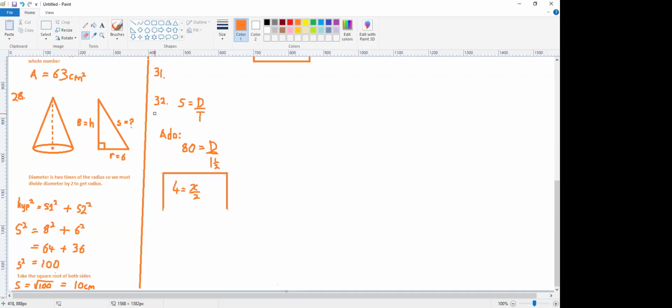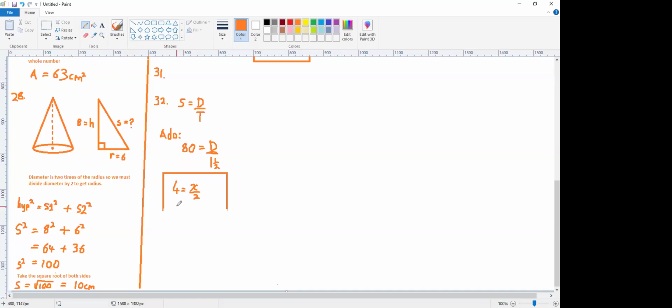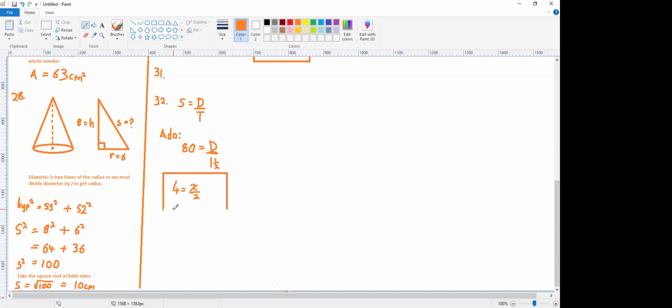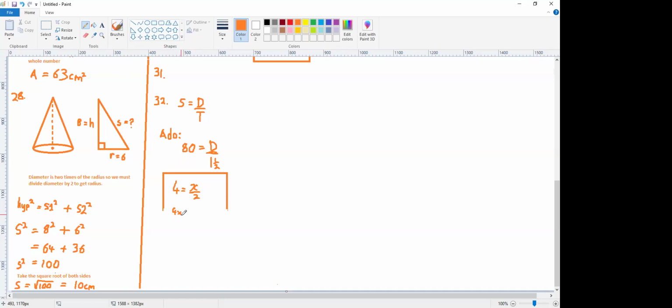You multiply both sides by 2. I hope you are not guessing. In other words, you multiply both sides by what is in the denominator of what you are looking for. So that will now make 4 times 2, which is what? 8. So in this particular one that I'm doing, the answer is x equals 8.